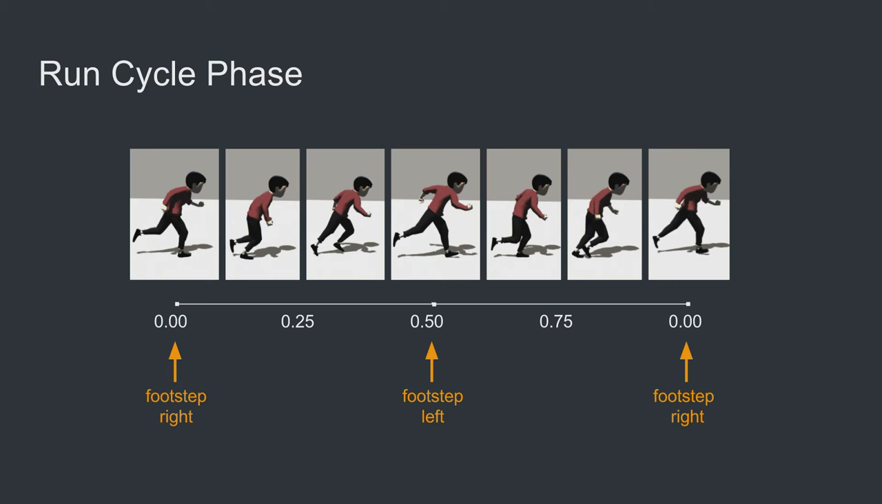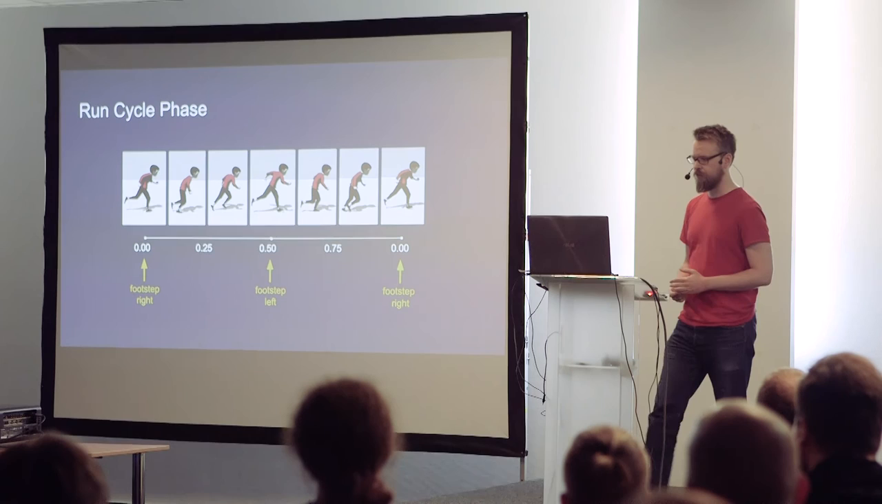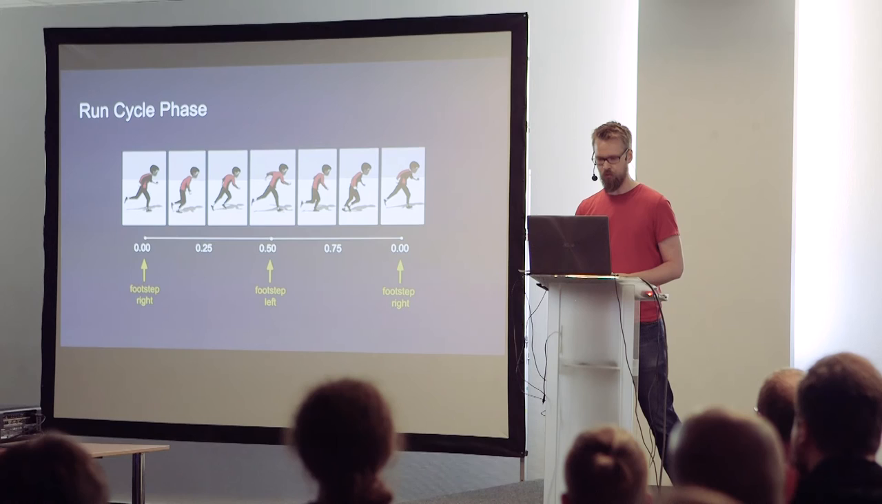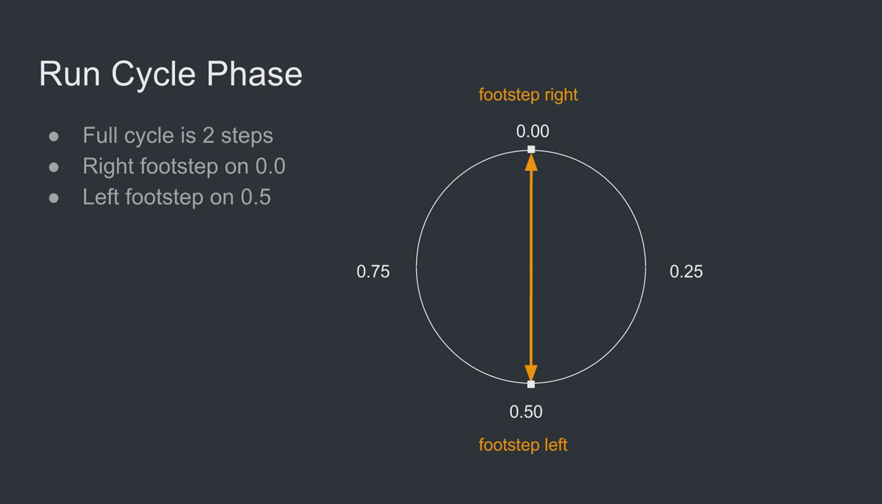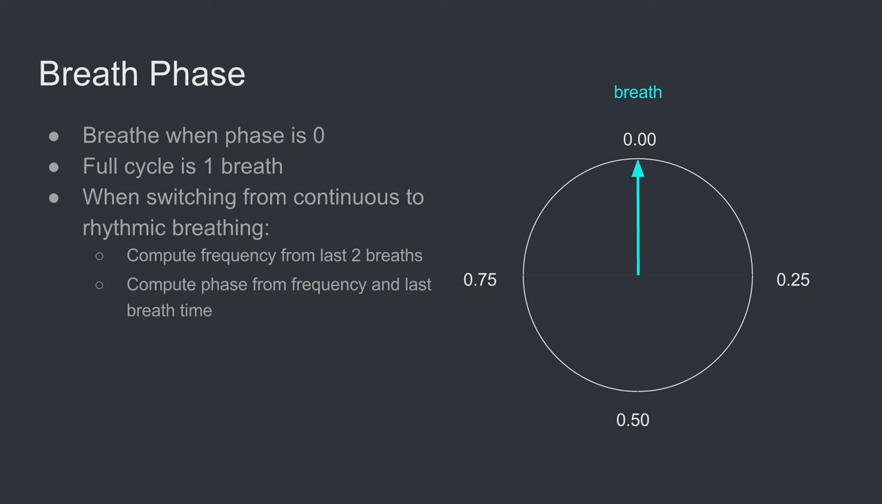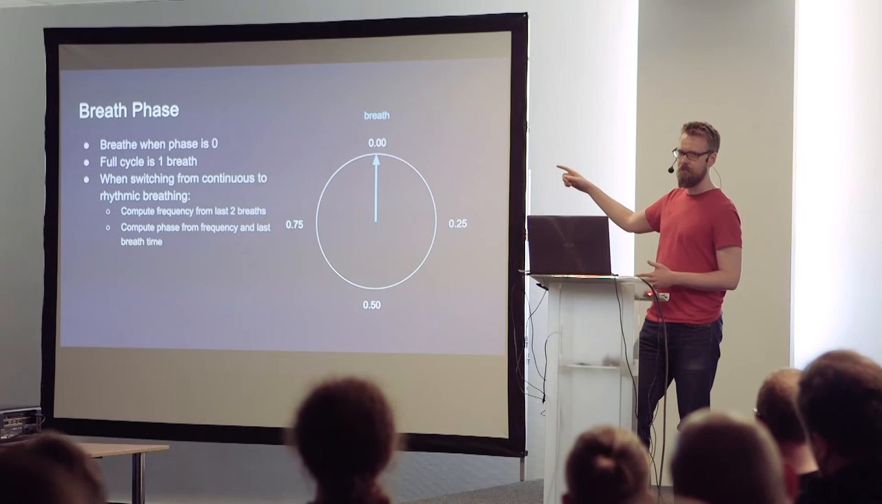So the run cycle has a defined phase for the full run cycle. It runs from 0 to 1, and every step is half of the phase. So it just resets when you have step number 2. Wrap that around, it looks like this. Nothing new here. The breathing was half the frequency of the run speed, so we just have one breath in a full cycle. But it's supposed to go around at the same speed as the other one.